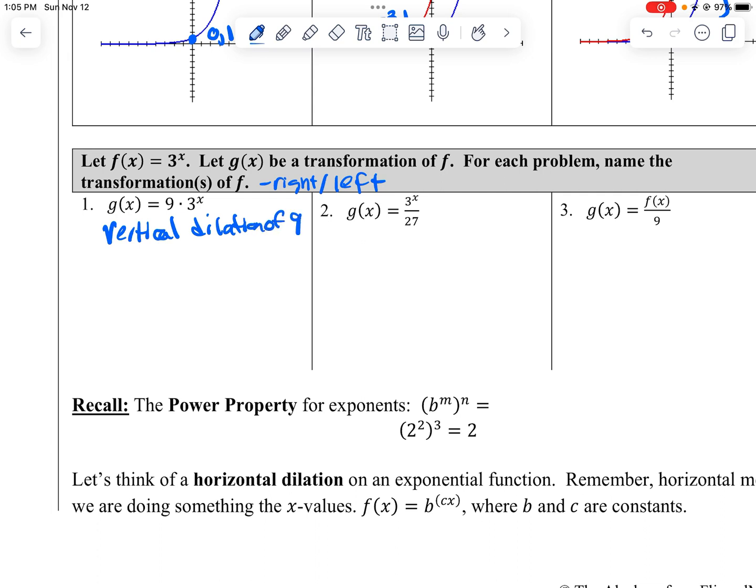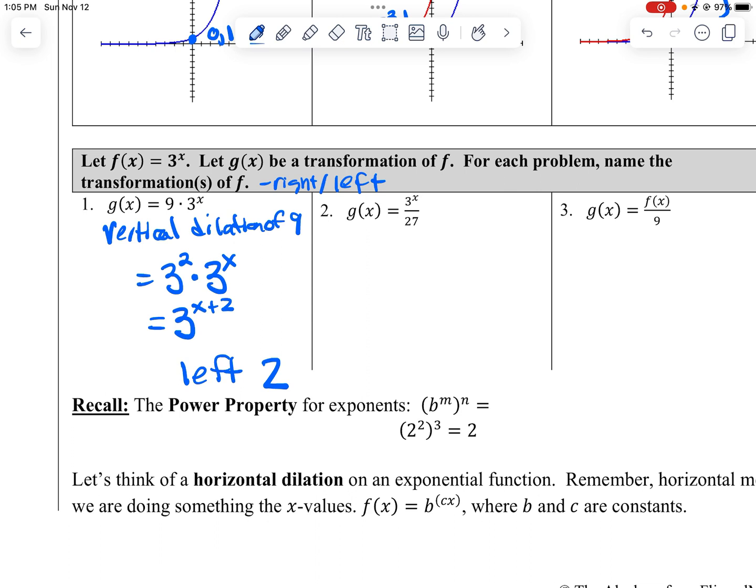Or how could we rewrite this? This is really 3 squared times 3 to the x. So that's really 3 to the 2 plus x, and I'm just going to write it as x plus 2. So what way does this also move it? Another way would be saying to the left 2.